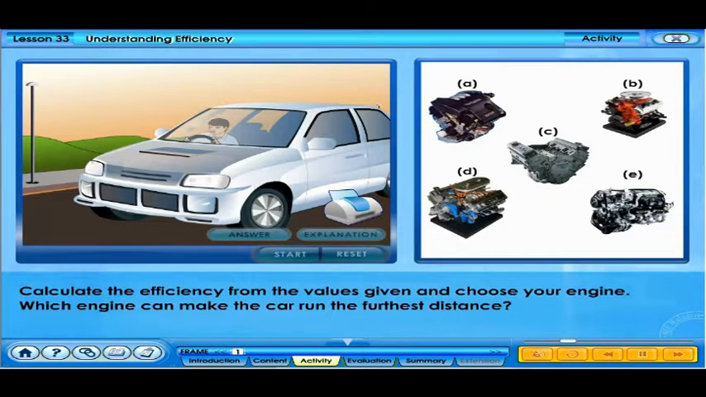Calculate the efficiency from the values given and choose your engine. See if the car runs the furthest distance.